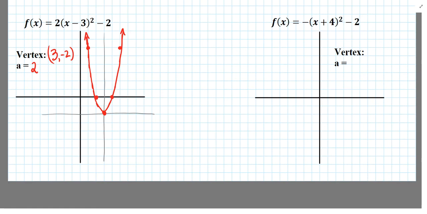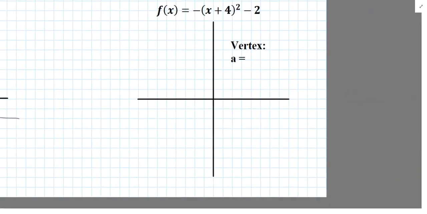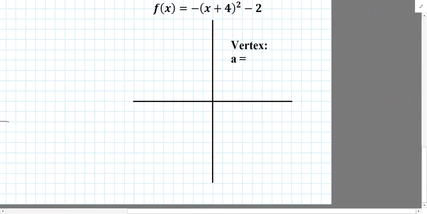For our last example, consider this function. First, identify the location of the vertex and then the a value. Use the a value to determine the shape and direction of the parabola. Please pause the video now and identify these features and try sketching the graph on your own. Resume playback in a moment to check your work.